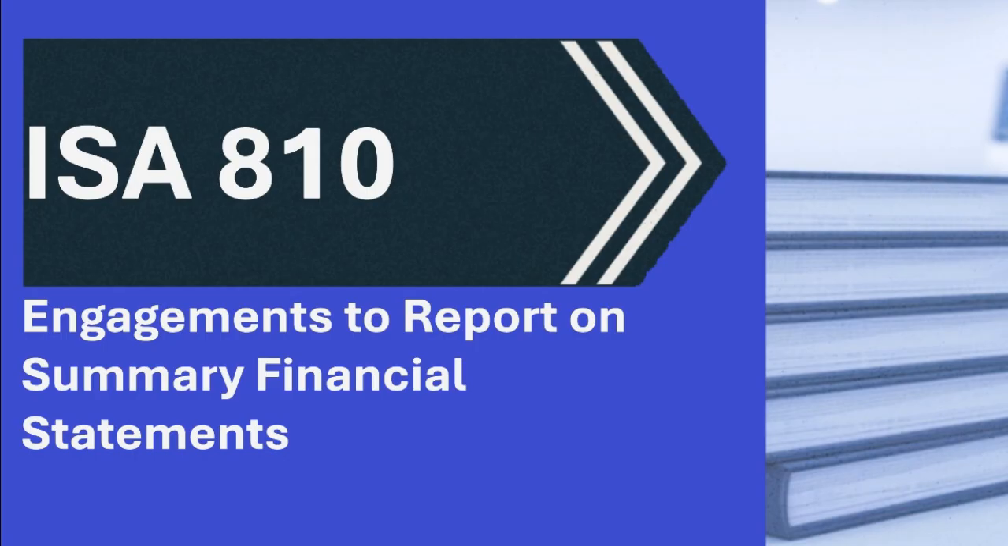Yeah, exactly. And our source today is the International Standard on Auditing 810, the revised version. Now, ISA 810 sounds maybe a bit dry, but it's basically the rulebook auditors use when they're asked to check out those shorter, condensed versions of a company's main financial reports.